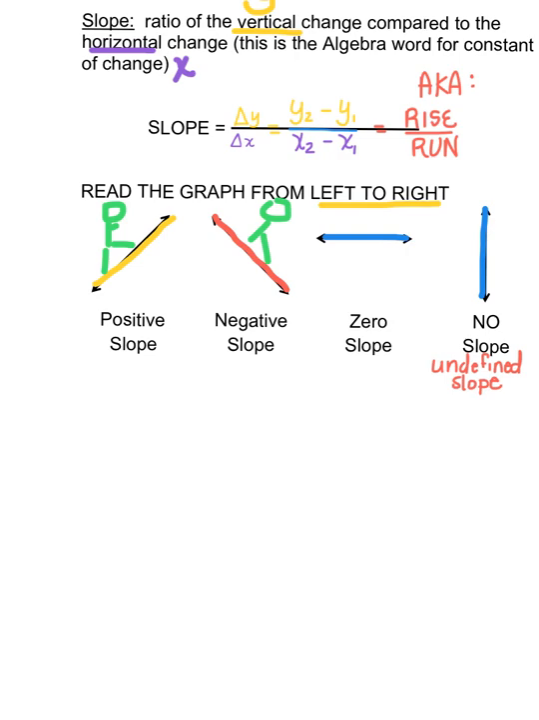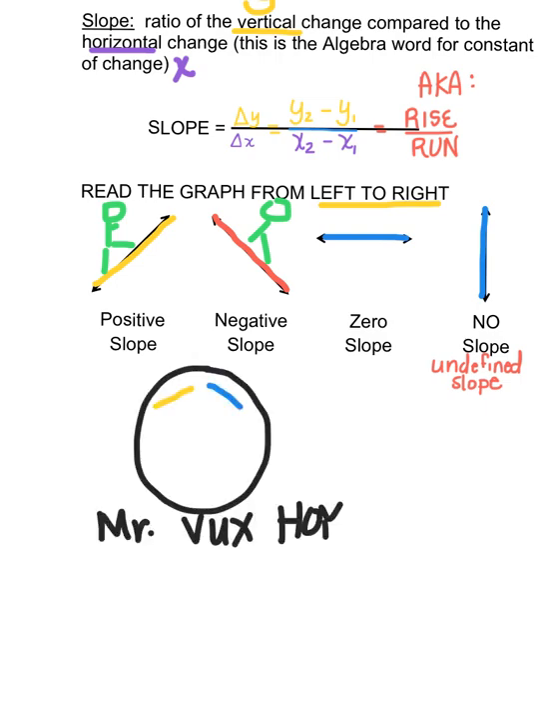Introducing Mr. Vuxhoy. This is Mr. Vuxhoy. His left eyebrow has a positive slope. His right eyebrow has a negative slope. For his nose, that has an undefined slope. And for his mouth, that has a 0 slope.